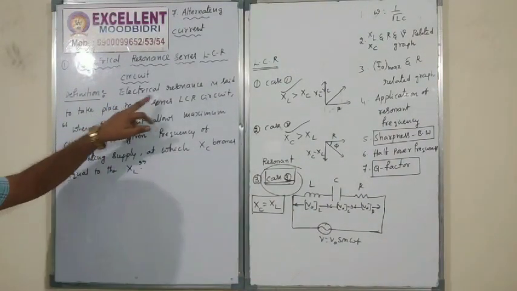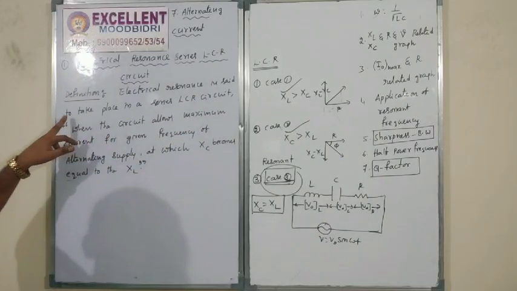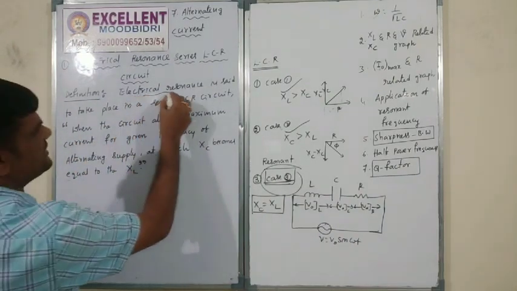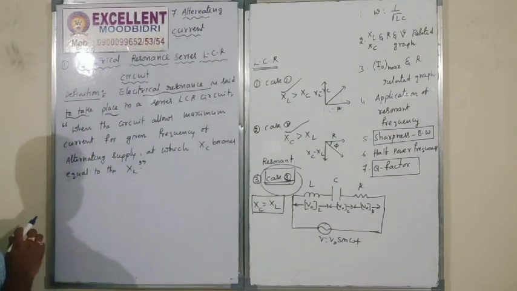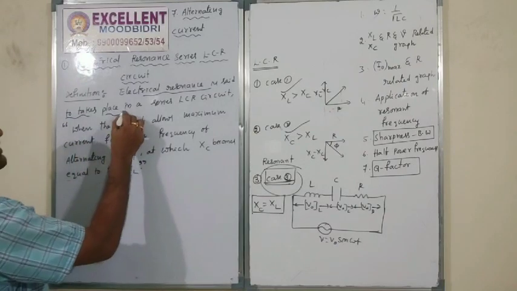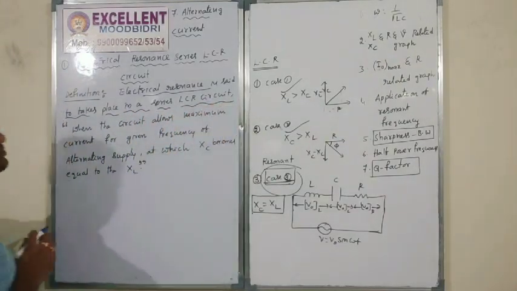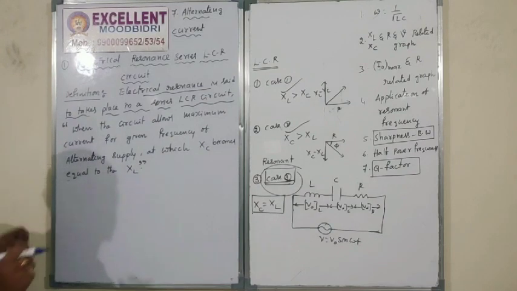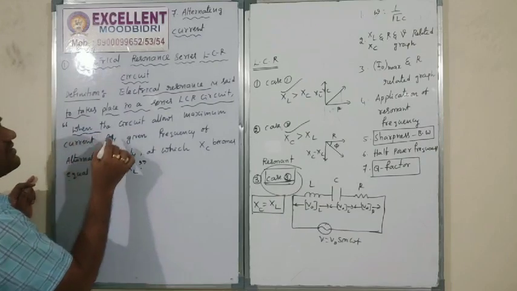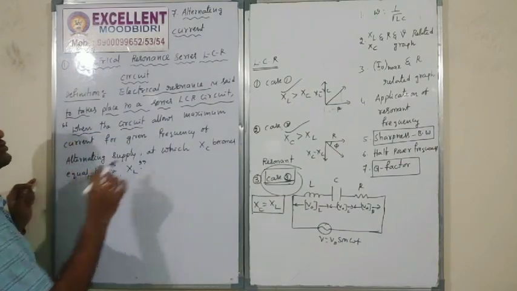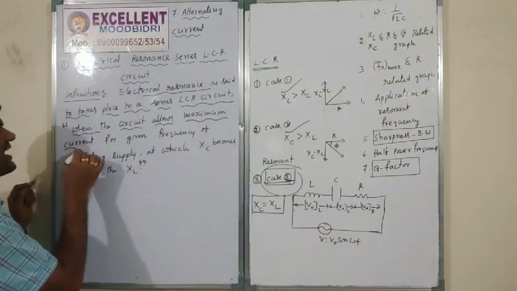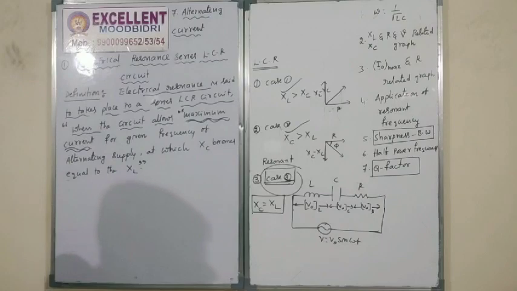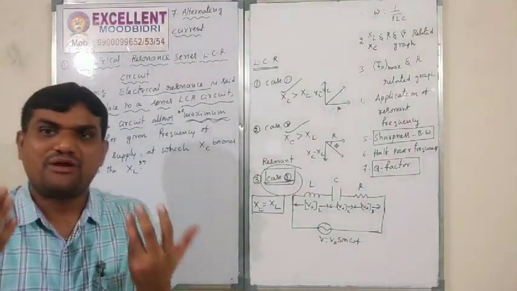Electrical resonance is said to take place in a series LCR circuit. This is the definition. When the circuit allows maximum current. This is the most important word. I want maximum current, which means I want minimum impedance, meaning minimum resistance.